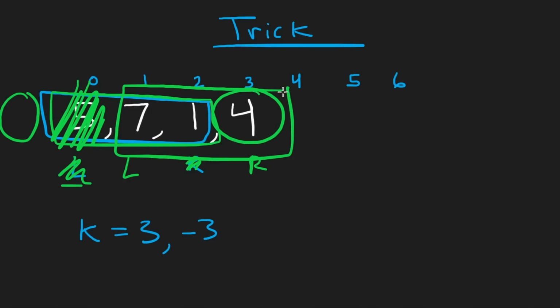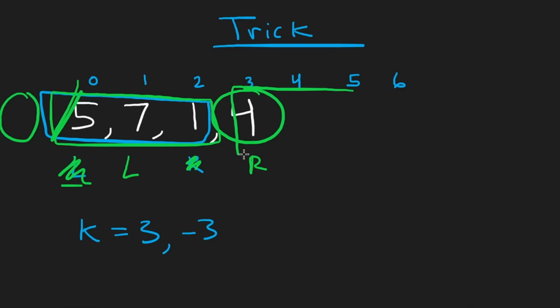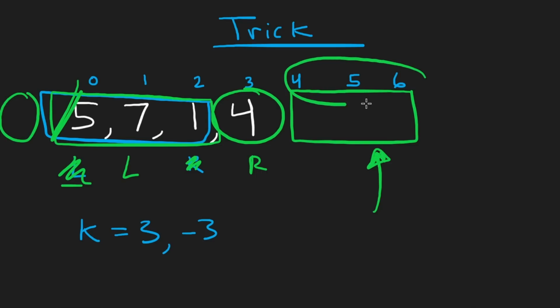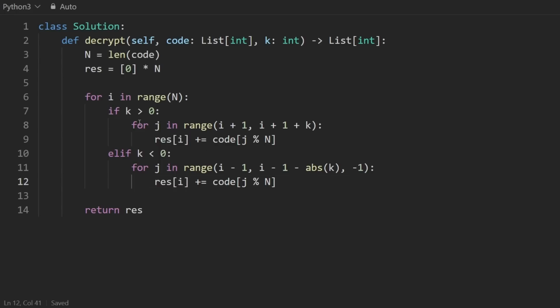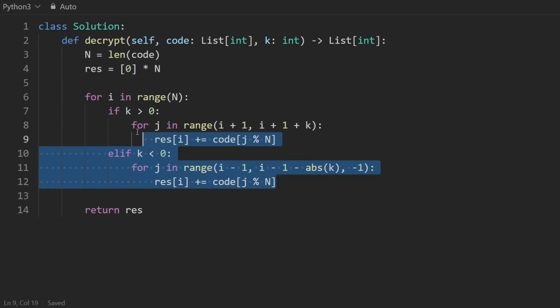Doing it this way, our window will shift only one time each, potentially up until the end of the entire input plus k, this distance over here. So time complexity is going to be linear. Let's code this up. So I'll leave some of this boilerplate here.